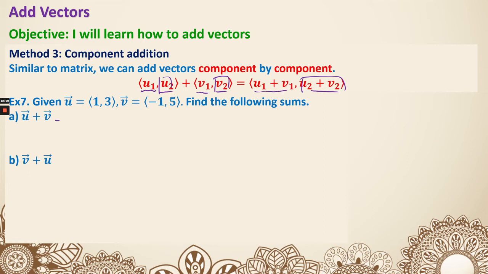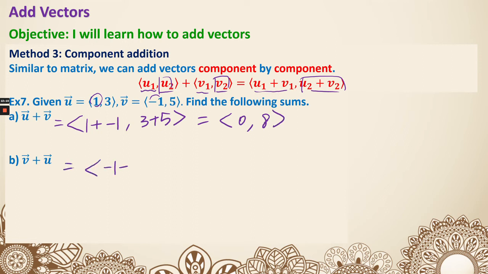U plus V, that is basically 1 plus negative 1. That's our horizontal components. And 3 plus 5, that is our vertical components. So we are going to get 0, 8. For V plus U, this time the V is in the front, so negative 1 plus 1, and then 5 plus 3. And you may notice we are actually getting the exact same answers. Well, that makes sense, because all we did was flip their places. But since addition for vectors is commutative, they should give us the same answer. And that is example 7.